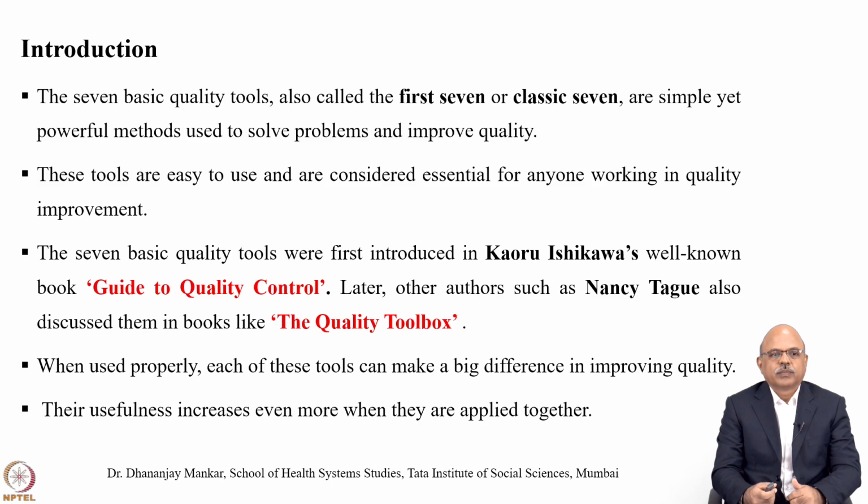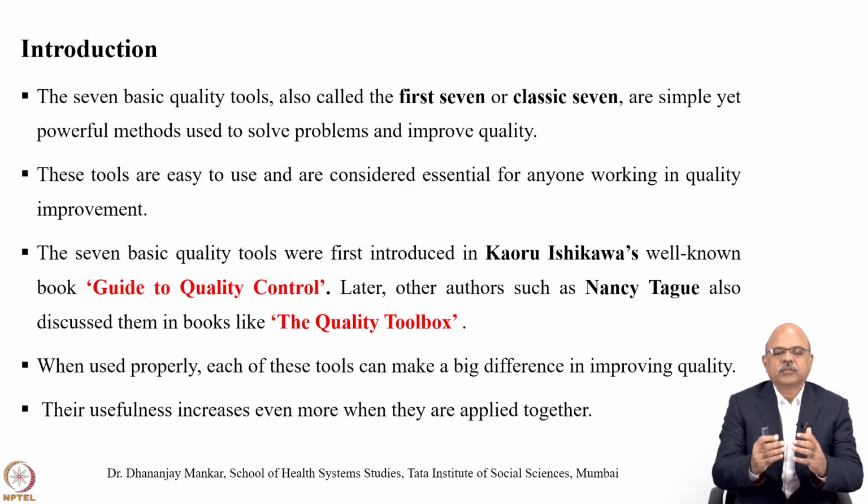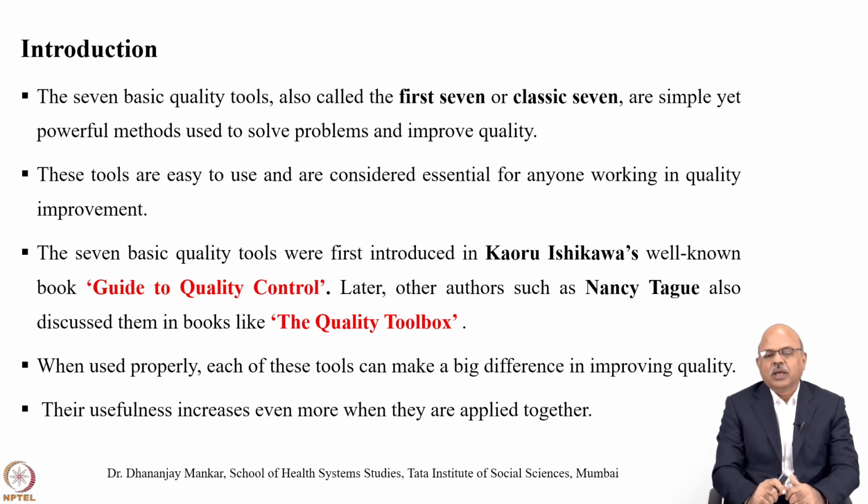So, in the introduction, I would like to emphasize that the 7 basic quality tools, also called the first 7 or the classic 7, are simple yet very powerful methods used to solve problems and improve quality. These 7 tools are easy to use. You don't have to be confused, you don't have to bother. Are these tools considered essential? They are extremely essential for anyone working in quality improvement. You cannot compromise without working with these.